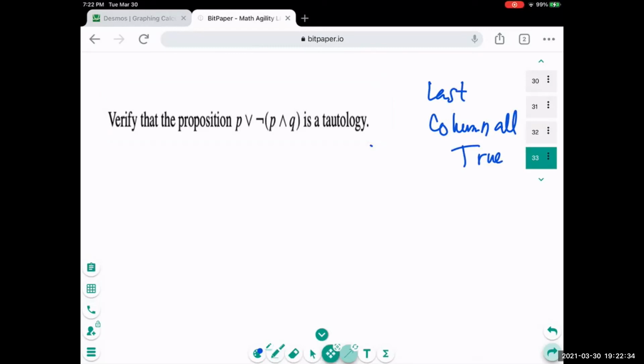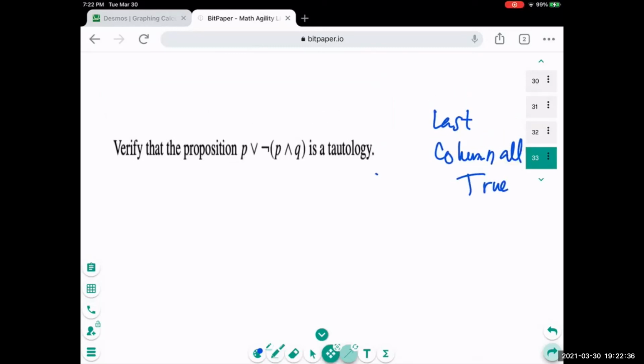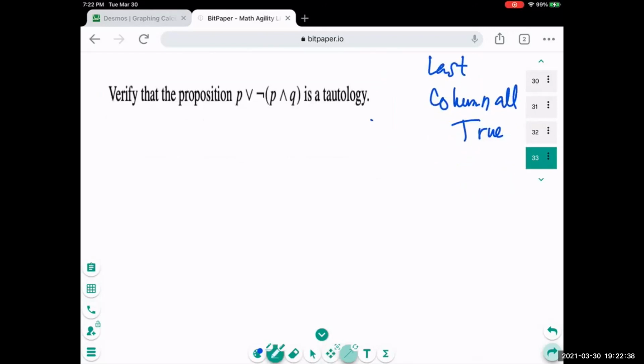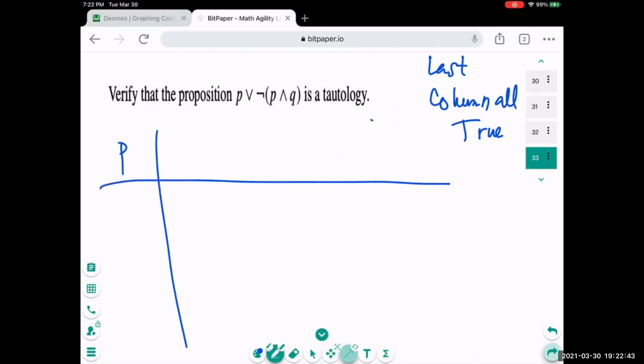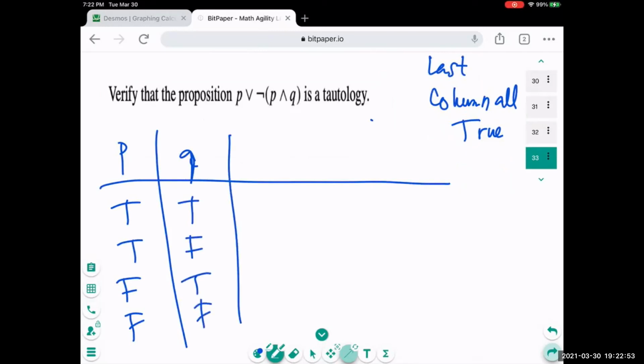So una yung P natin. So yung P, again, so true, true, false, false, right? And then yung Q would be true, false, and then true, false. And then kunin muna natin yung conjunction ng P, conjunction ng Q.